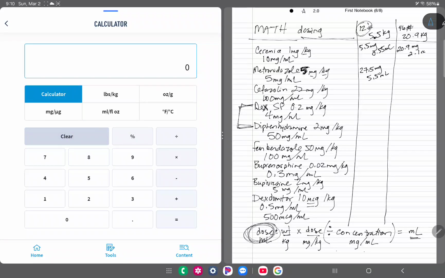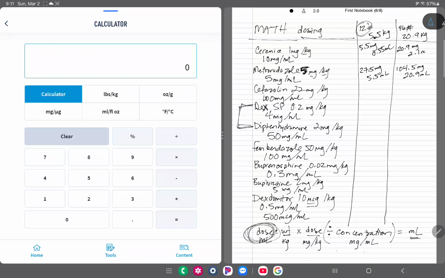Now for the dog, same idea. You take your 20.9, your kgs, times your dose, which is 5, and that's going to get you a milligram dose, which is 104.5 mgs. You're going to divide that by your concentration, which is 5, and look at that, 20.9 mil. I'd, of course, round that to 21 mil because that's what I can drop in a syringe. 20.9 is kind of silly, but that's what I would give.